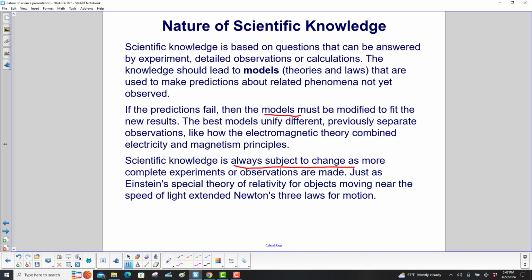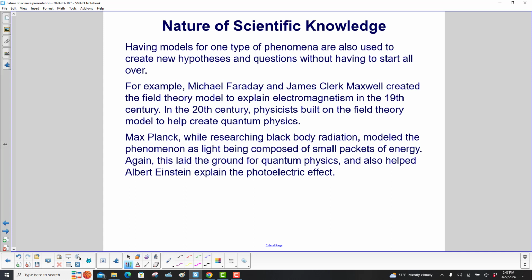Just as Einstein's special theory of relativity for objects moving near the speed of light extended Newton's three laws of motion, it didn't get rid of them, just built upon them. Having models for one type of phenomena are also used to create new hypotheses and questions without having to start all over. For example, Michael Faraday and James Clerk Maxwell created the field theory model to explain electromagnetism in the 19th century. In the 20th century, physicists built on the field theory model to help create quantum physics.